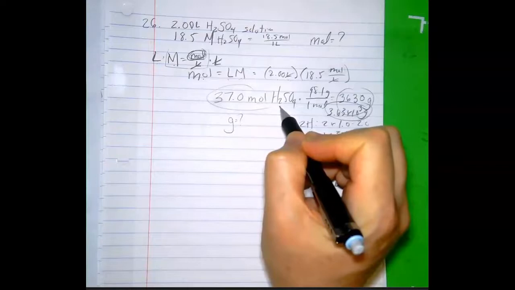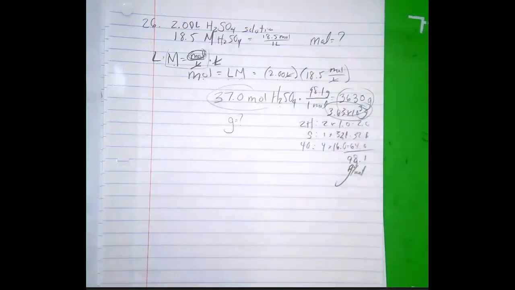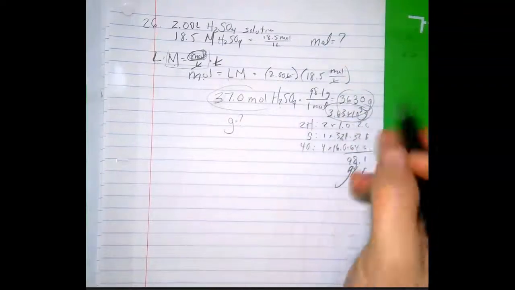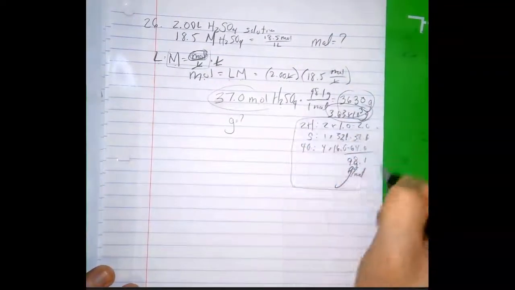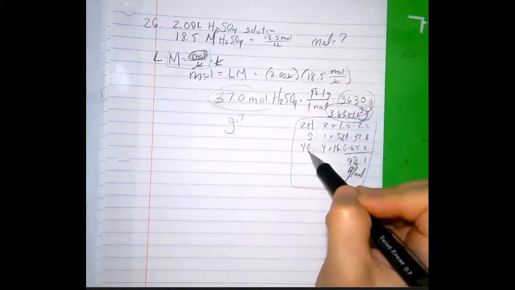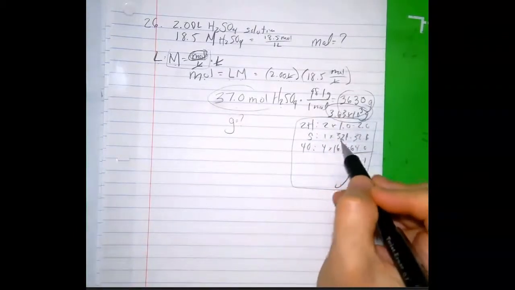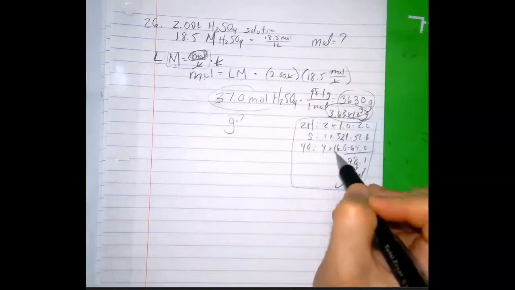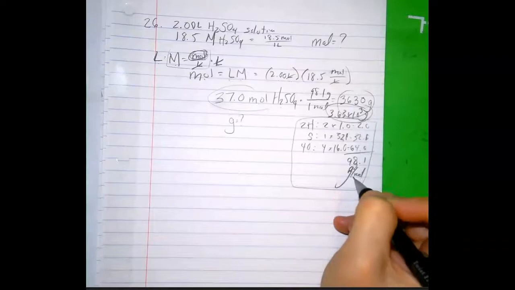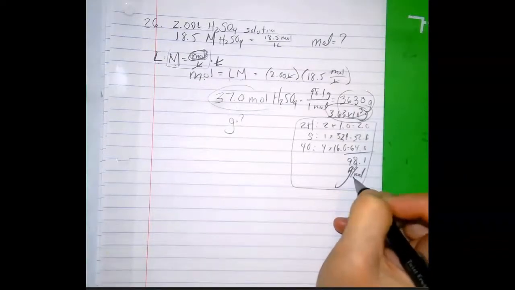That's the first question. The next question says, well, how many grams are there? Well, now, if I want to do that, I have to find the molar mass of H2SO4, which I did here. 2 hydrogens, 1 sulfur, 4 oxygens. 2 times 1 is 2. 1 times 32.1 is 32.1. 4 times 16 is 64.0. I add them all together. I get 98.1 grams per mole. That's the molar mass of H2SO4.